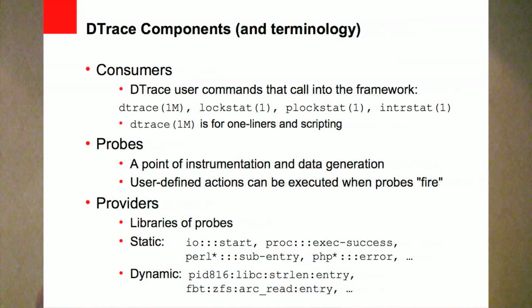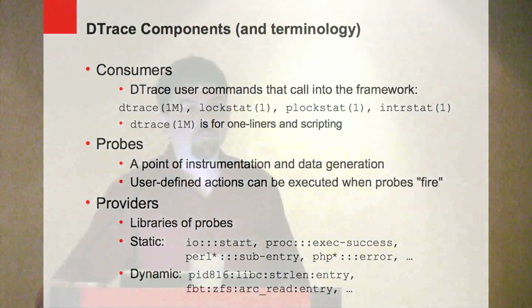So with DTrace, when we say consumers, a consumer is actually a userland program, usually under /usr/sbin, that consumes the DTrace facility from the kernel. We've got one program, /usr/sbin/dtrace, that's what lets you do one-liners and scripting.